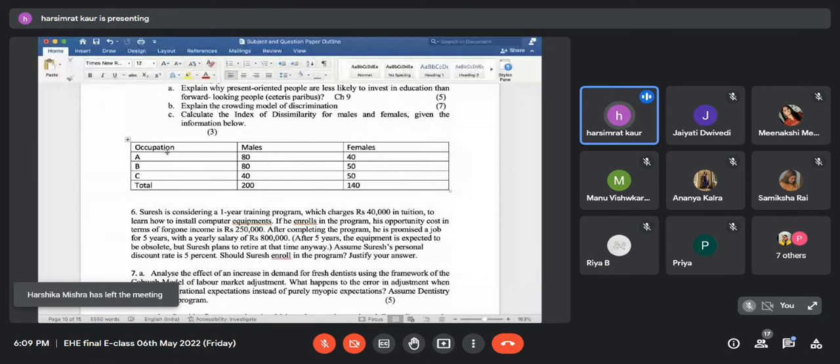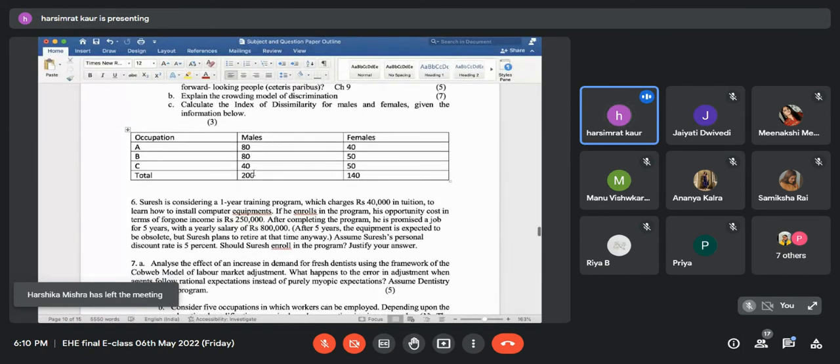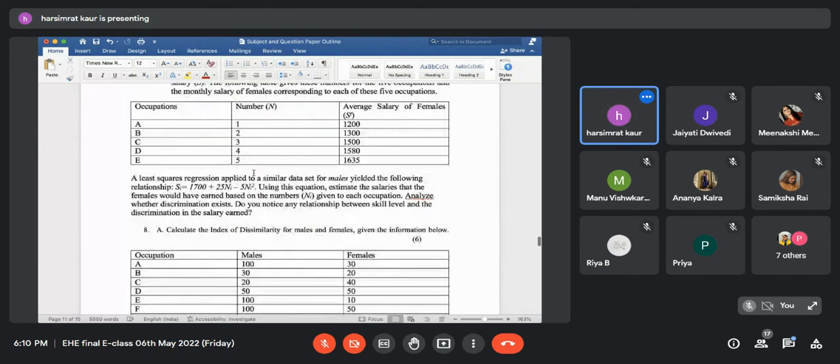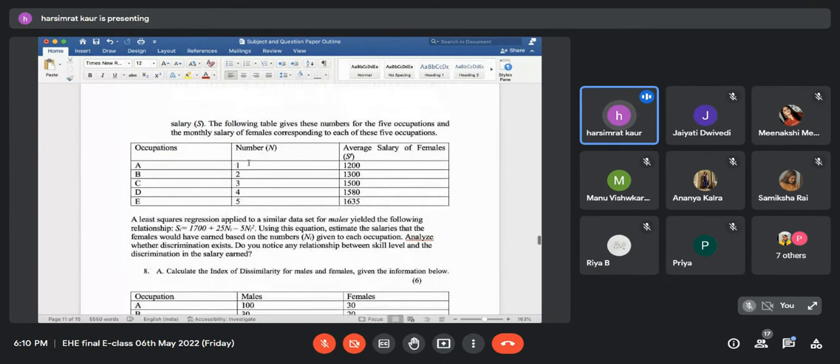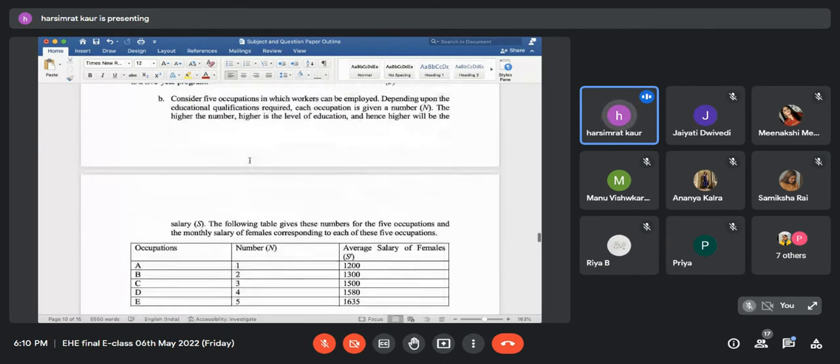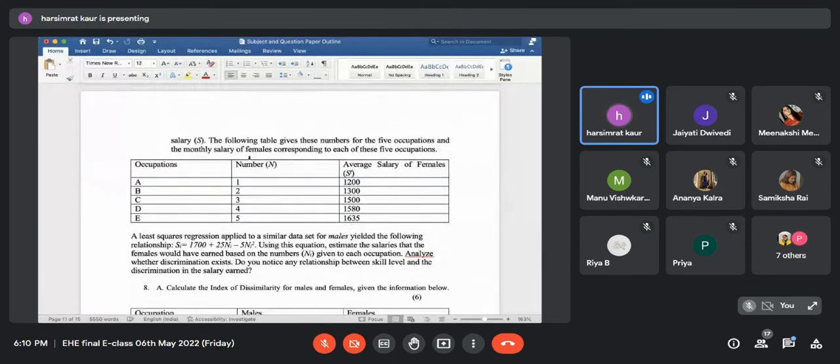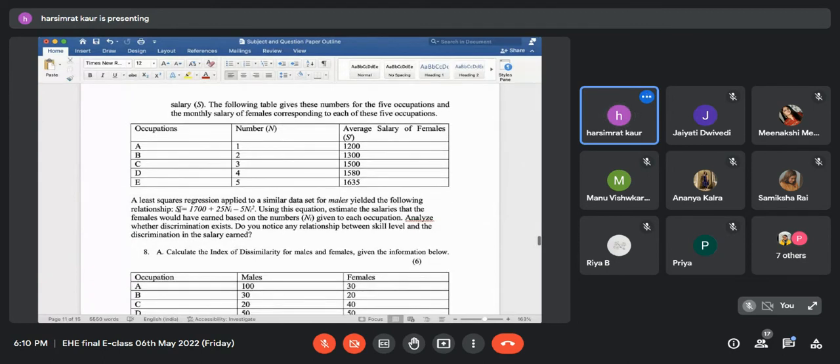Index of dissimilarity. Again, same, the values are just changed. Okay. And similarly, the question for the cobweb, sorry, comparable worth law. So guys, they have given you, as I've told you, that your regression equation will be changing. But how do we do that? It will be exactly similar. So guys, it's a very easy question.